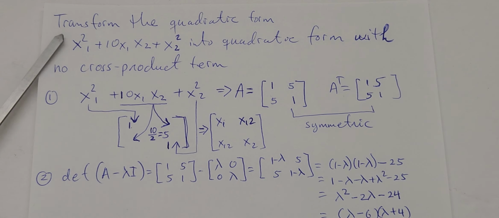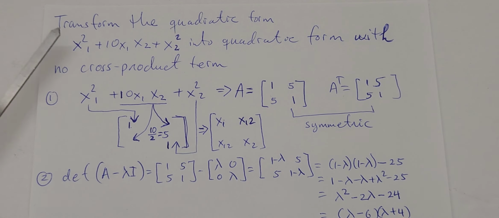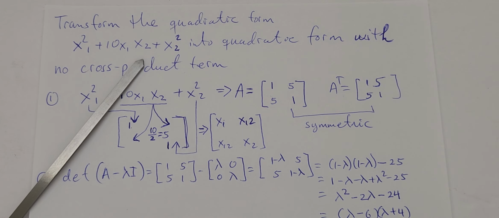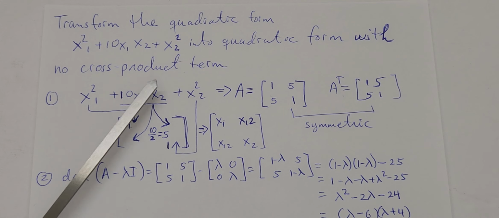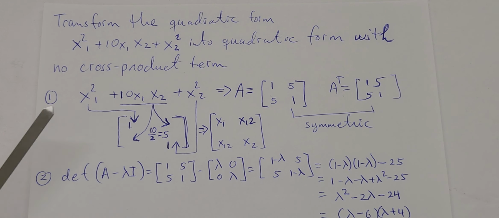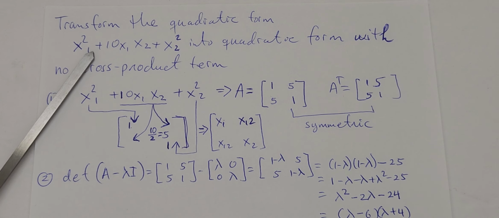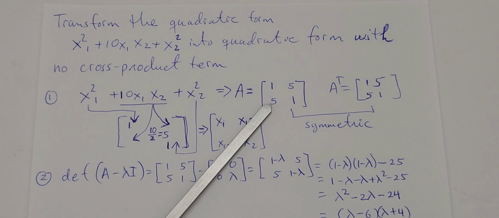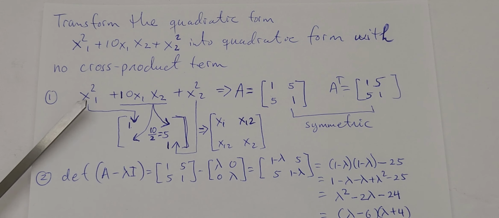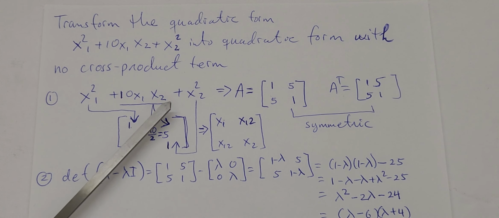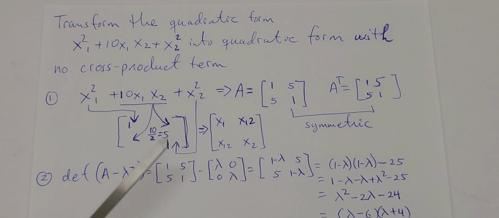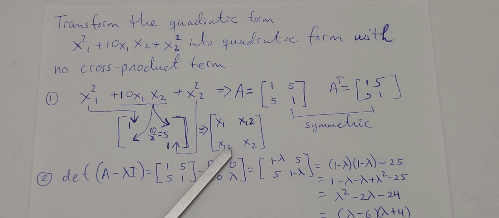This lesson is to transform the quadratic form of this problem into a quadratic form with no cross product term. So first step, we need to rewrite this equation into a matrix. Okay, so this is x1, x1, x2, and x2. So based on that information, you have a matrix of 2 by 2.